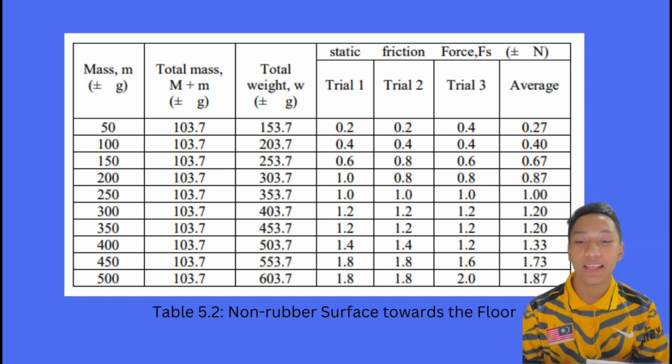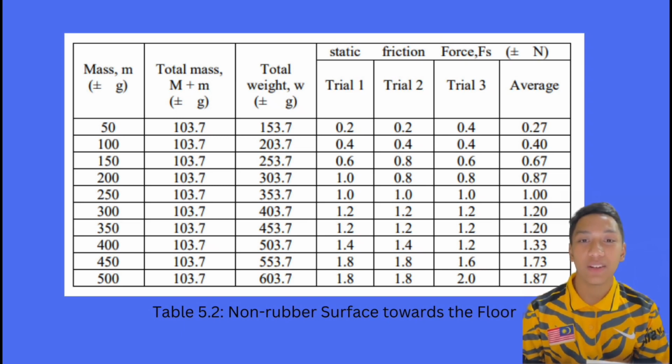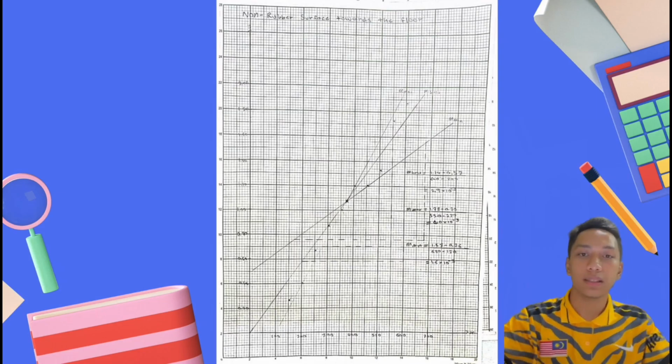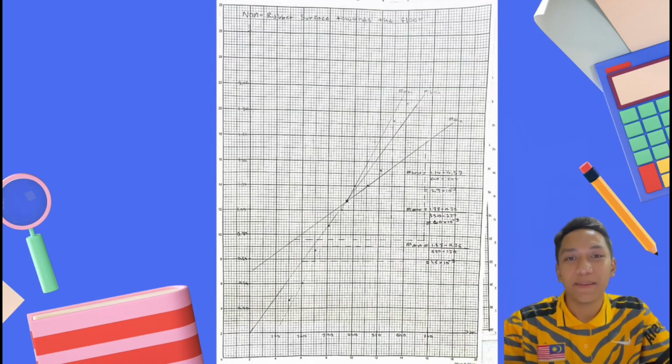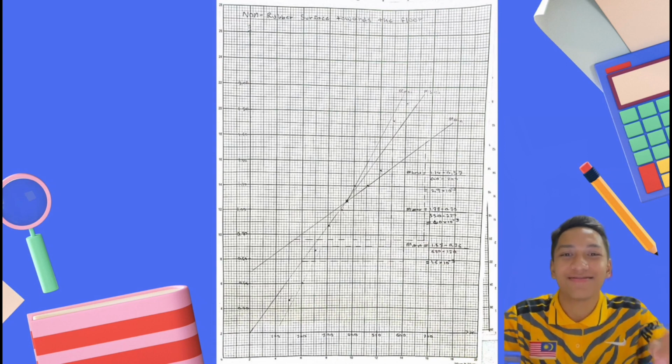The total mass is 103.7, and then the total weight is 203.7. Trial 1 is 0.4, trial 2 is 0.4, and trial 3 is also 0.4, and then we will get the average of 0.40. Okay, now I'm going to talk about the non-rubber surface towards the floor graph.